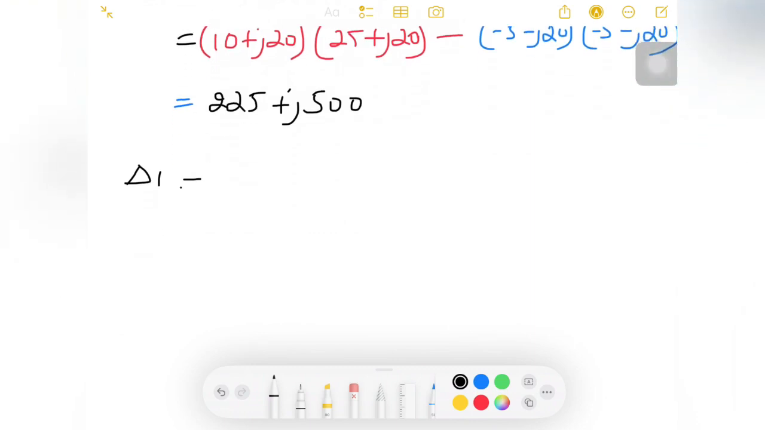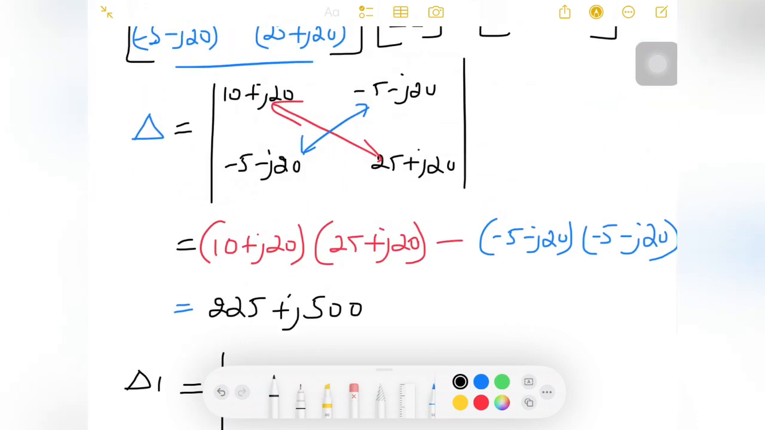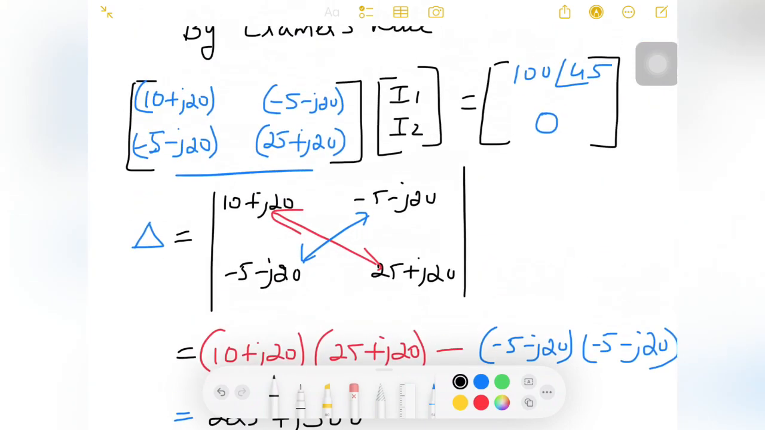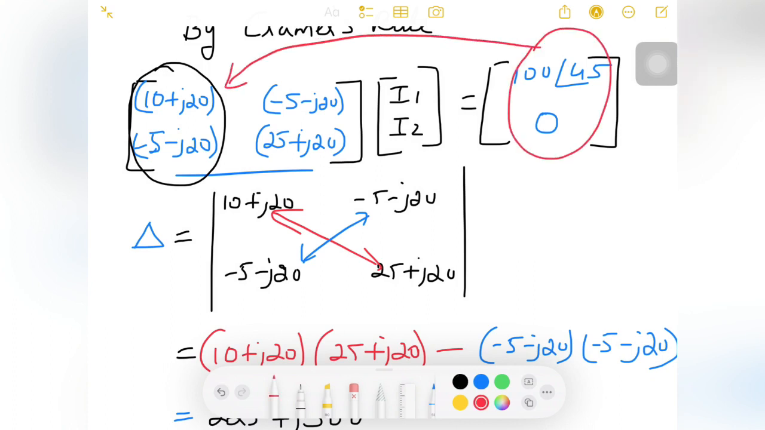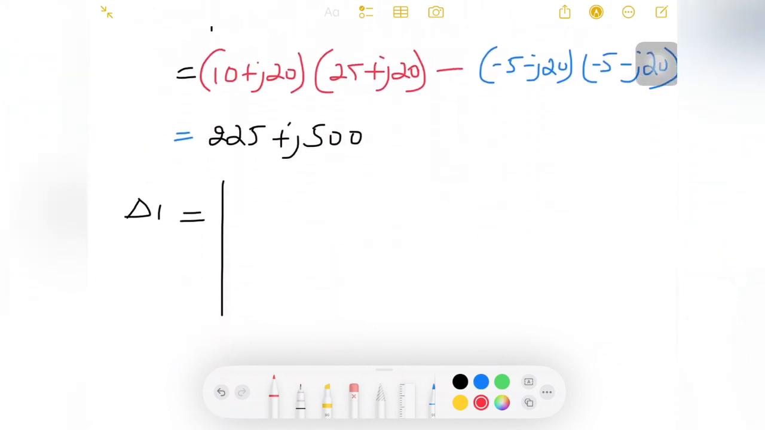So the delta 1 matrix will be in this fashion. I will replace the first column of this matrix. If you look here, I will replace the first column of the matrix for determining delta 1. For determining delta 2, I will replace the second column of the matrix. So what should I replace? I will replace the first column of the matrix with these values. So this will come here for delta 1. I will write delta 1 now.